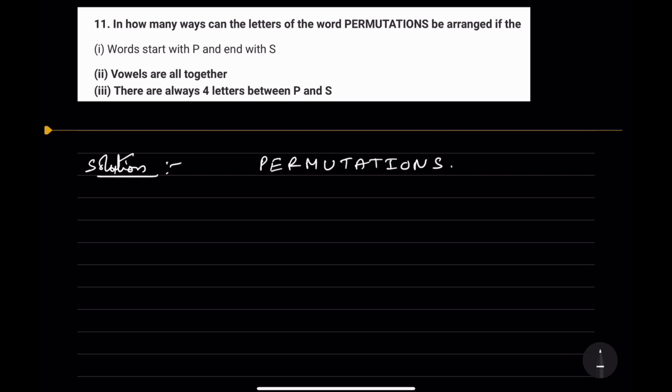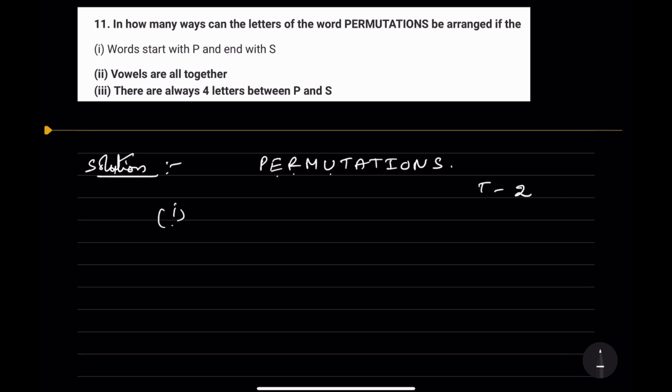Now what are all the repetitions we have? P is repeated only 1 time, C is repeated 1 time, R is repeated 1 time, M is repeated 1 time. Only T is repeated 2 times. The remaining all are repeated only 1 time.